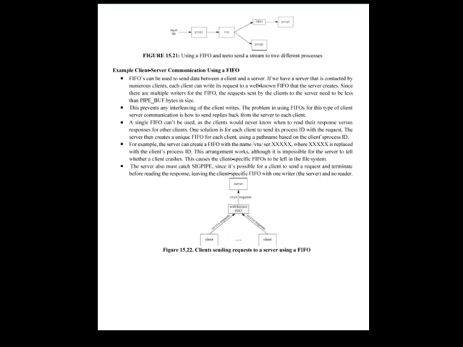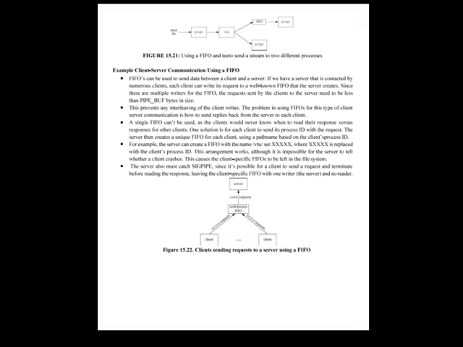The problem in using FIFOs for this type of client-server communication is how to send replies back from the server to each client. A single FIFO cannot be used, as the client would never know when to read their response versus responses for other clients. One solution is for each client to send its process ID with the request. The server then creates a unique FIFO for each client using a path name based on the client's process ID.